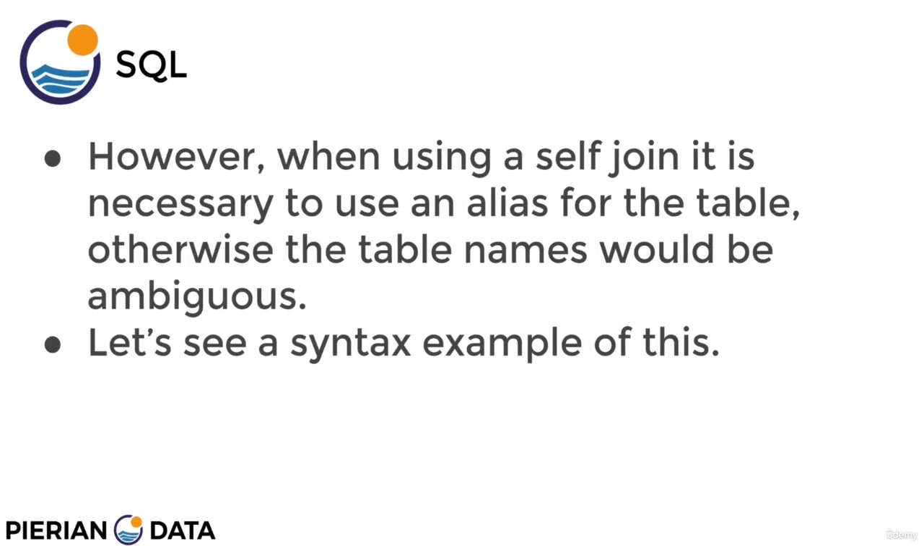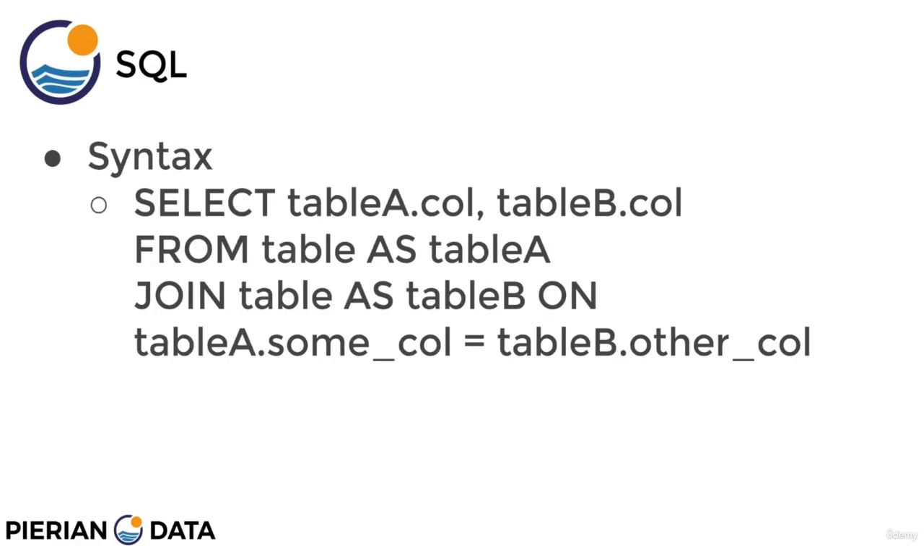However, when you are using a self-join, because you're using the same table, it is necessary to use an alias for the table. Otherwise, the table names would be ambiguous within the self-join. So let's see a syntax example of this in order to see what I'm talking about when I mean the same tables being joined, as well as those table aliases.